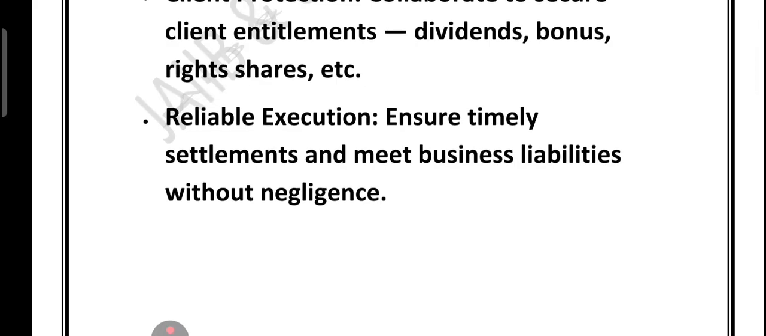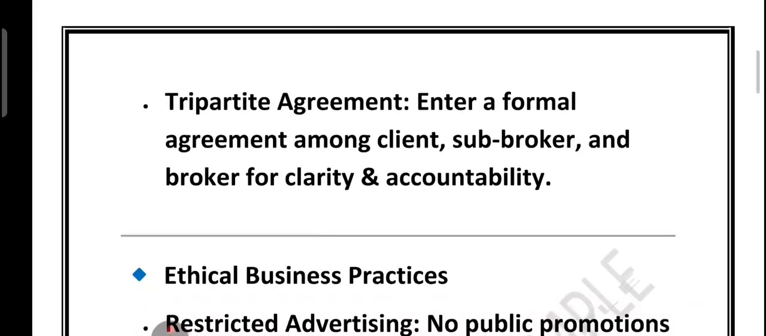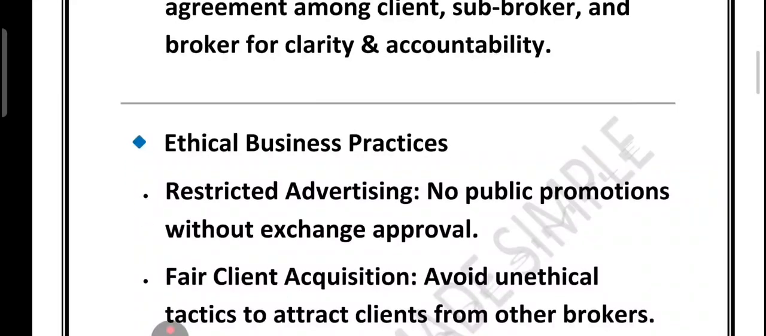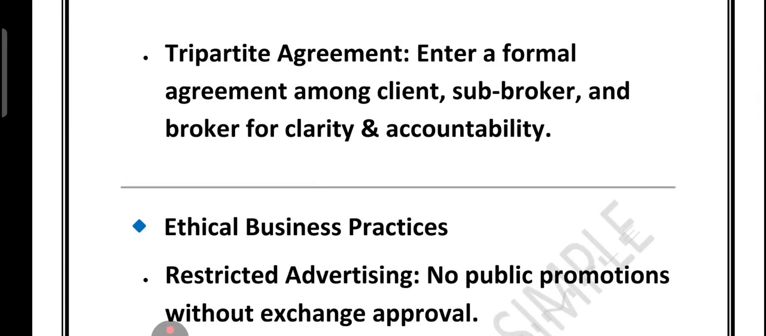Then we have reliability. Reliability is the key. Settlement must be done on time and business liability should be met responsibly without negligence. And very important, there must be a tripartite agreement. What does it mean? It is a kind of formal contract between the client, sub-broker and the main broker. It ensures clarity, accountability, transparency in every dealing.